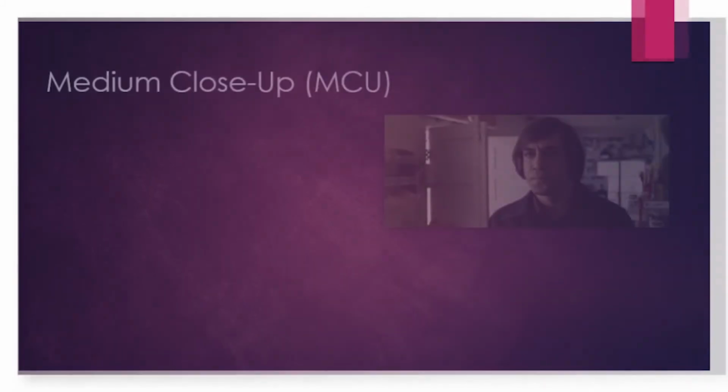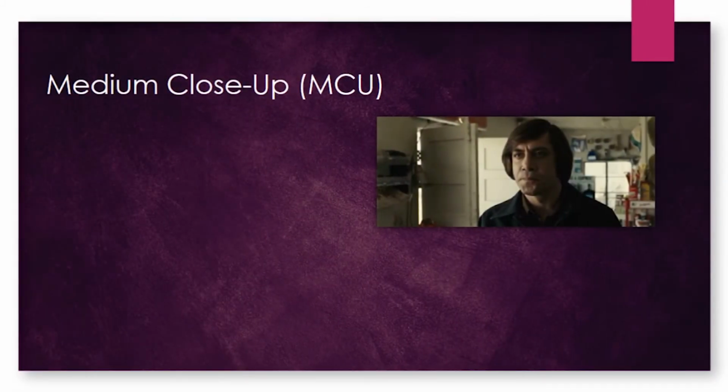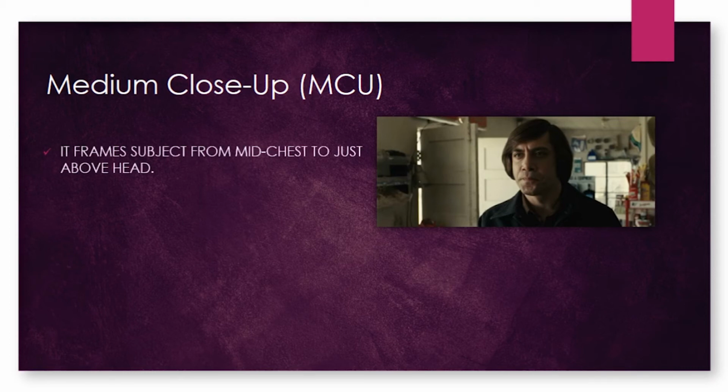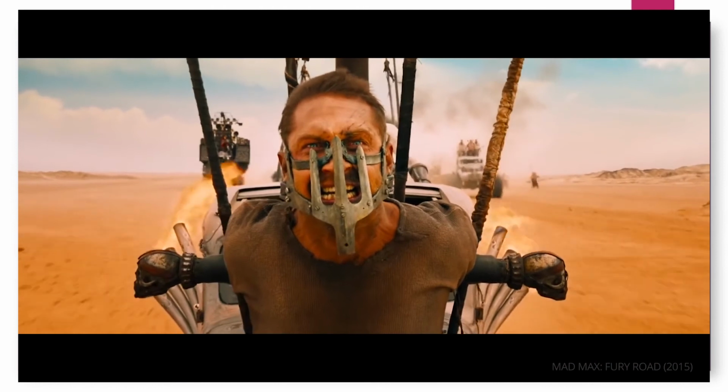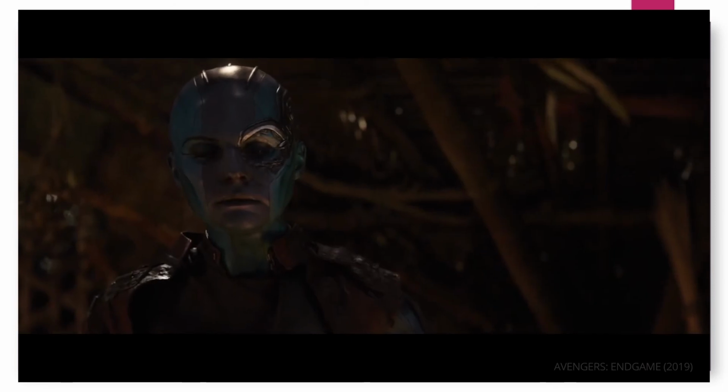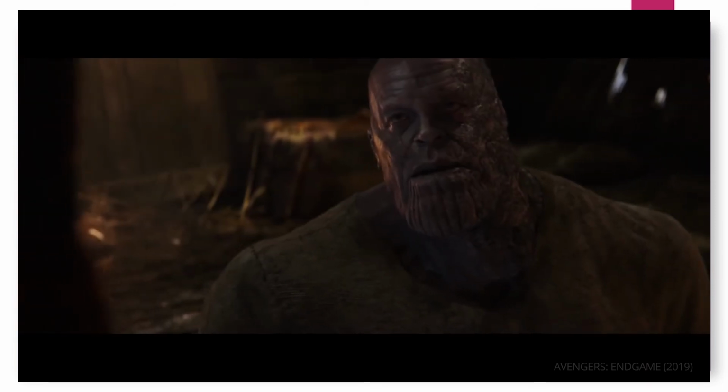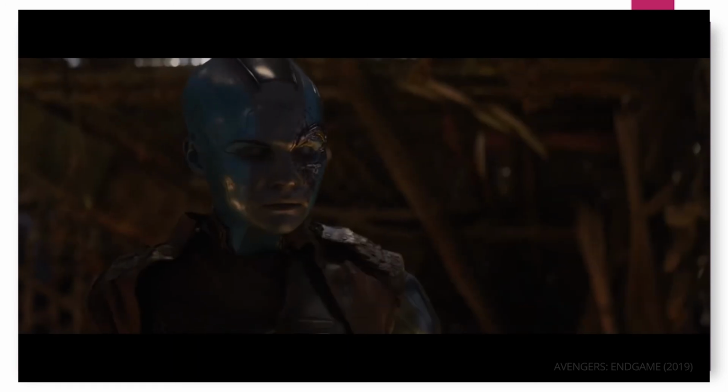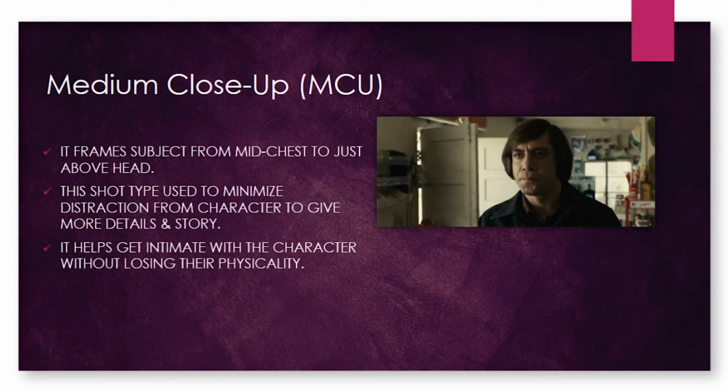Let's jump to the next type of camera shots, the close-up, or the medium close-up, MCU. The picture to the right is a scene from No Country for Old Men. The shot size is framing the subject from the mid-chest, while keeping the head complete. This type of shot is trying to minimize the distraction from the character. The director uses the shot so you can focus on the character to show more details or the story behind it. It's also good to get the intimacy of the character without losing their physicality.